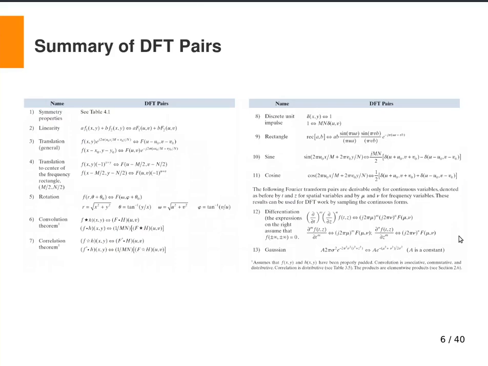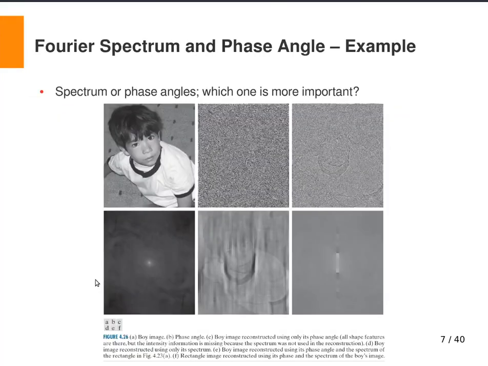Just to keep in mind that these equations are derived based on the assumption of having functions with continuous variables. So for the cases of discrete functions, we basically do sampling in either signal or frequency domains. So the next thing that we discussed last time was between the Fourier spectrum and Fourier phase angle, which one is more important.